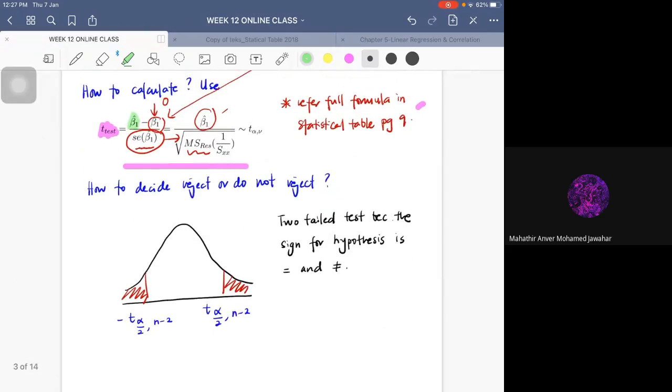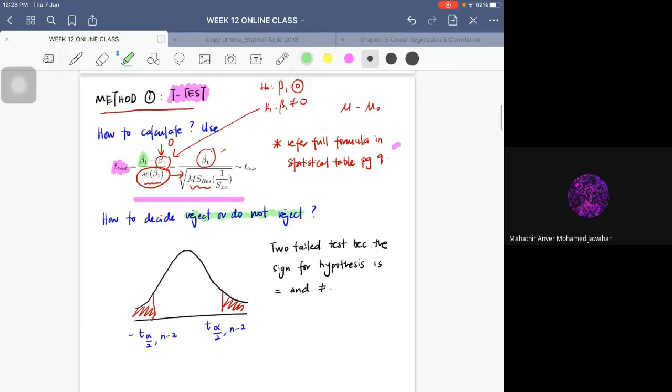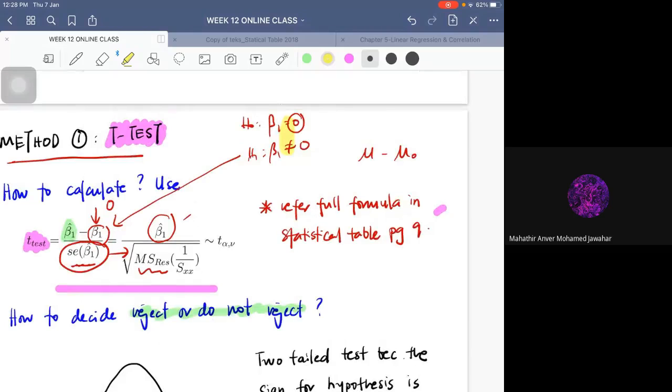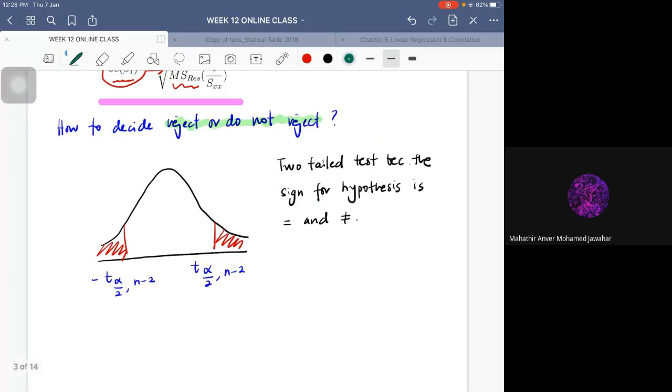And how do we decide whether we are going to reject or not reject? If you remember what we discussed in chapter 3, how do we decide whether it's going to be two-tail, left tail, or right tail? That depends on the symbol in the hypothesis. In this case, we have the hypothesis of beta 1 equals 0. If you remember, this is a characteristic of a two-tailed test. So here we are going to have a two-tailed test for the rejection process.